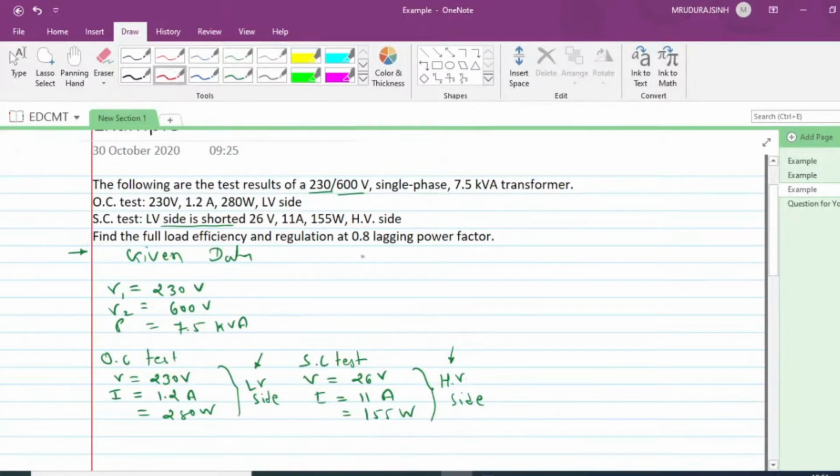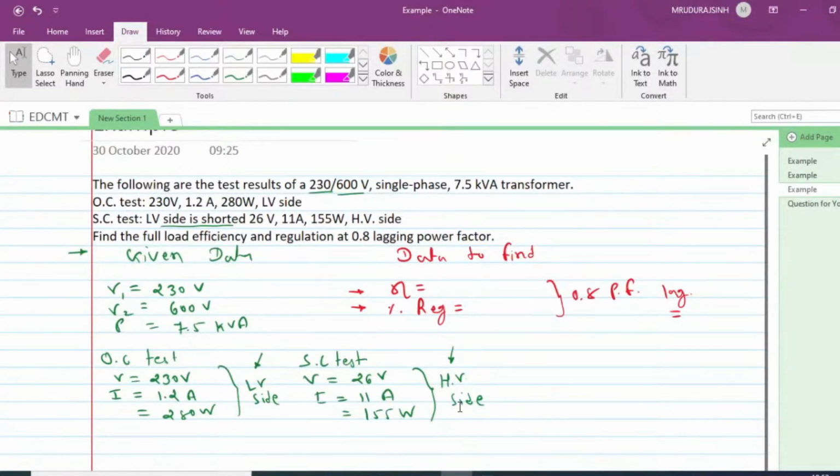And now we need to find, we will write the data to find. What data we need to find? Full load efficiency.